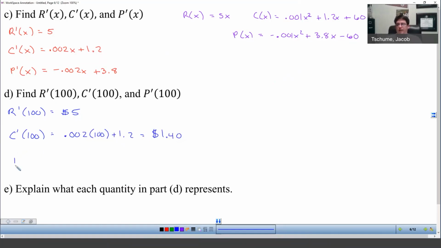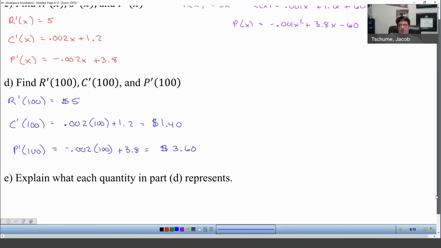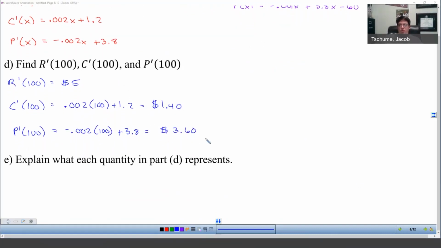And using the same realistic idea, if you want to plug 100 into the derivative of your profit function, you can. I'll do it this time. So it's negative 0.002 times 100 plus 3.8. But that should come out to be $3.60, which some of y'all might notice is the same thing as $5 minus the $1.40. So here's the purpose of this section. What are these three numbers that we just found in part D? Explain what each quantity represents.